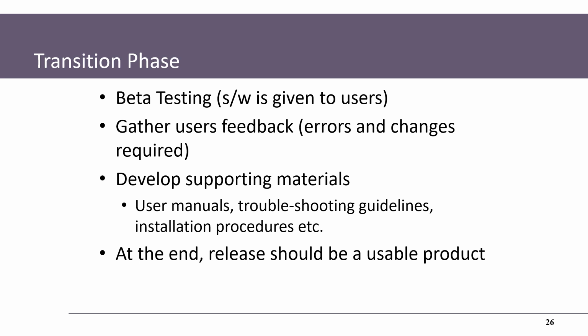And in this phase, in some cases, I mean, this is not a rule, but people do beta testing by giving it to the users to get feedback just before they do the final release, to get user feedback, errors and changes required. Developing supporting materials such as user manual, troubleshooting guidelines, installation procedures is to be done. At the end, the release should be a usable product.